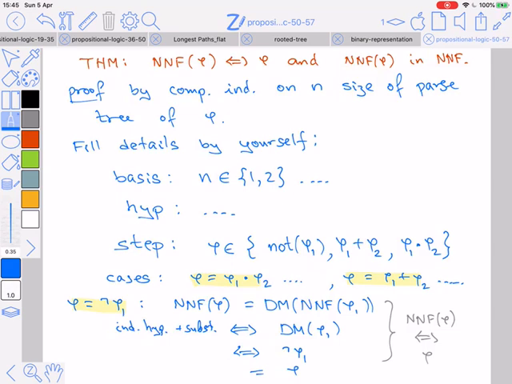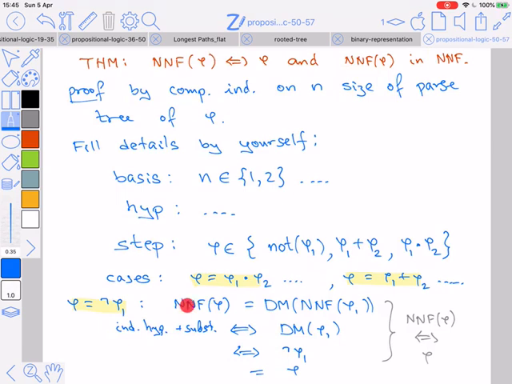Now, I will leave the cases phi equals phi 1 and phi 2, phi equals phi 1 or phi 2 as exercises. So you need to fill in these details. And let me do the only case which I think is non-trivial, and that is the case in which phi equals the negation of phi 1. Okay, so we want to prove 2 things. We want to prove that in this case, NNF of phi is logically equivalent to phi, and that NNF of phi is indeed in negation normal form. Okay, so let's start with the first part of the proof.